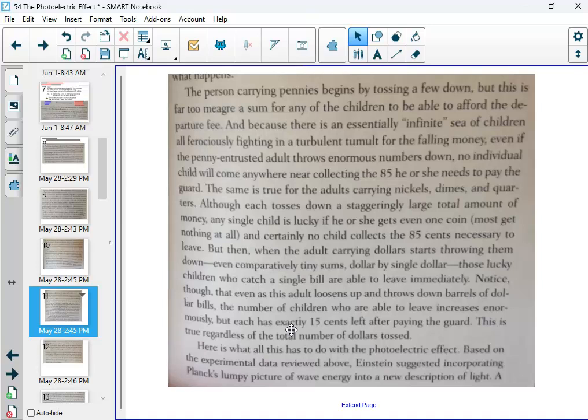Notice, though, that even though this adult loosens up and throws down barrels and barrels of dollar bills, they're encouraged, like, yeah, let's do this, right? The number of children who are able to leave increases enormously, but each has exactly the same 15 cents left over after paying the guard, right? This is true regardless of the number of dollars tossed down.